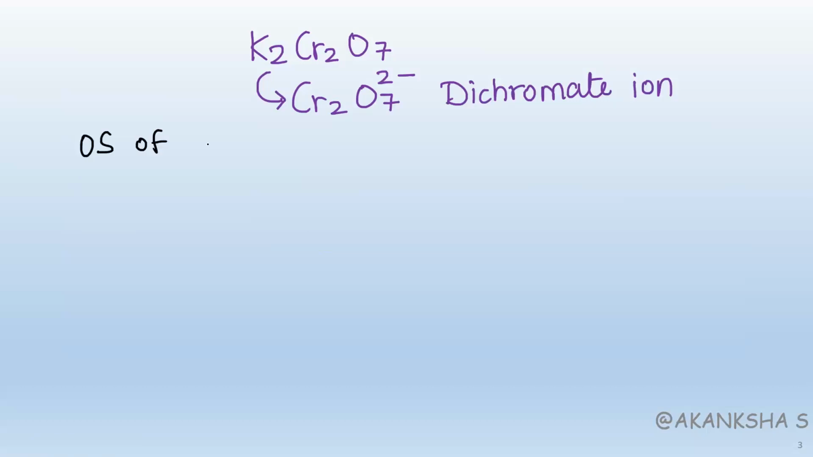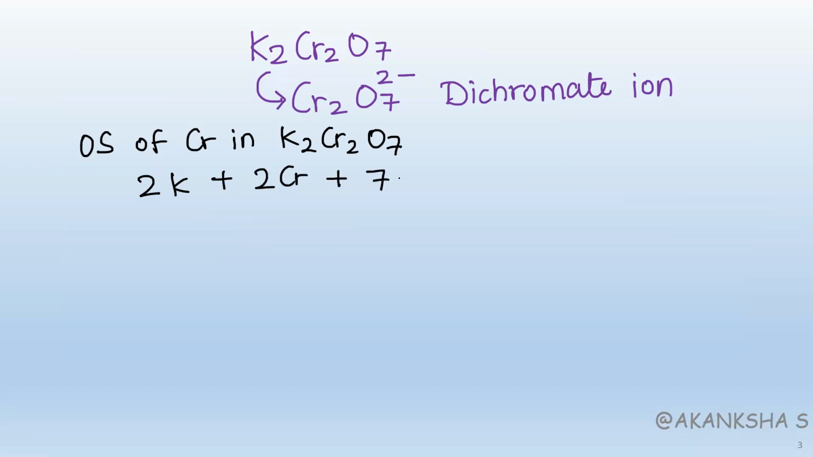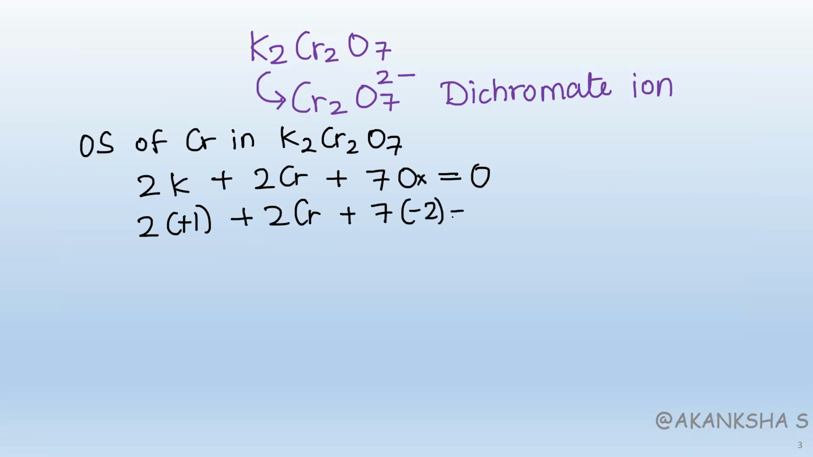Let's see the oxidation state of chromium in potassium dichromate. As I've already mentioned, you need to just write the number of atoms to find the oxidation state. Here we want to find the oxidation state of chromium. Mind you, K2Cr2O7 has no charge written on it, so this becomes 0. This is oxygen, okay? Potassium has a charge of +1. We are yet to find chromium's charge. We know oxygen has a charge of -2.